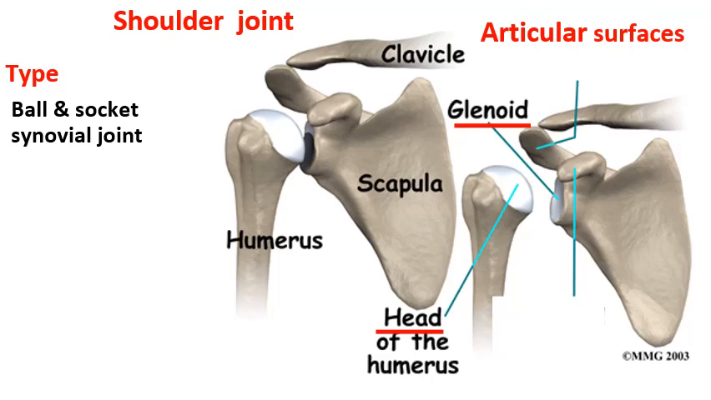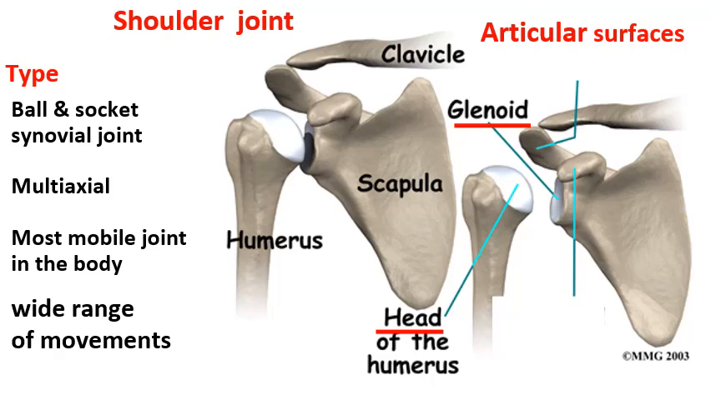If you try to move your arm around the shoulder joint, you can move your arm forward, backwards, put it away from the body, upwards. So it has a very wide range of movement, and it can move around multiple axes. So this joint is a multi-axial joint, and it is the most mobile joint in the body. It has a very wide range of movement.